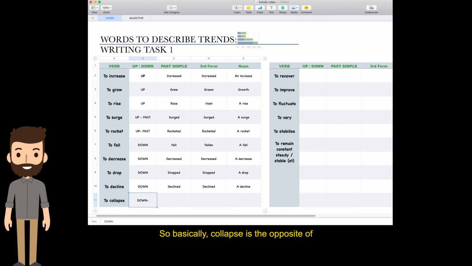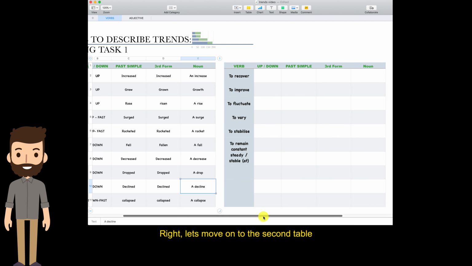So basically, collapse is the opposite of surge and rocket. It's to go down pretty fast. Okay, so house prices have collapsed in Toronto. It's a joke, but yes. The past simple would be collapsed. Third form is also collapsed. And the noun is a collapse. As you can see, the noun form is mostly similar to the actual verb itself, except for, I think in this case, to grow, we'd say growth. Okay, right, so let's move on to the second table.